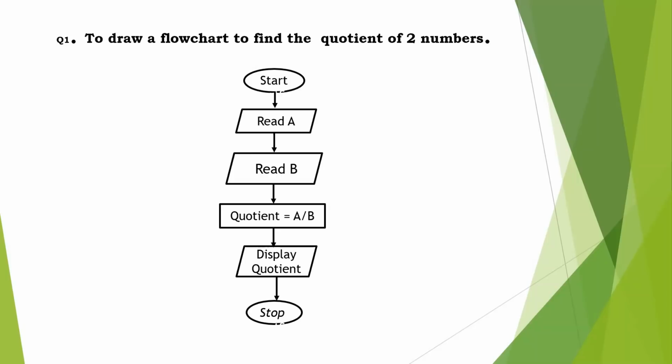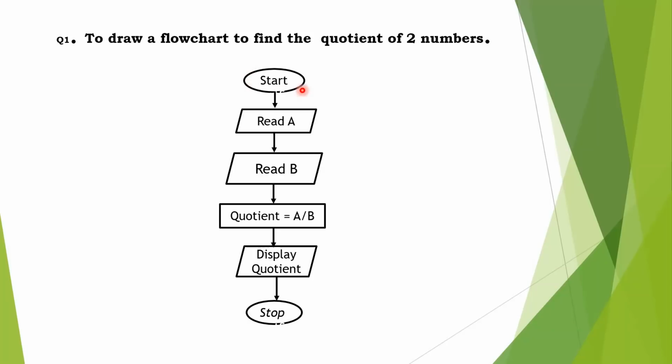For example, 4 divided by 2, what is the remainder? 0, isn't it? And what is the quotient? 2. 2 2s are 4. So what is the quotient here? It is 2, isn't it? So let's start with the quotient. How to draw a flowchart to find the quotient of 2 numbers. So listen very carefully.